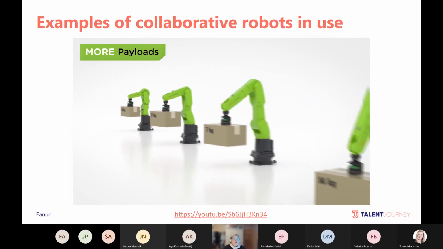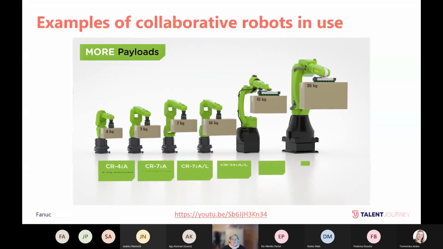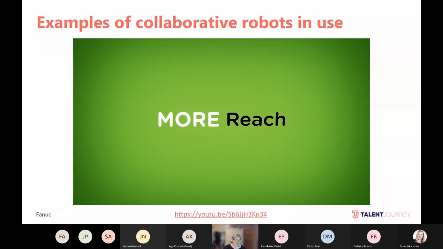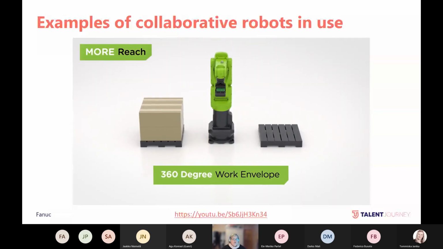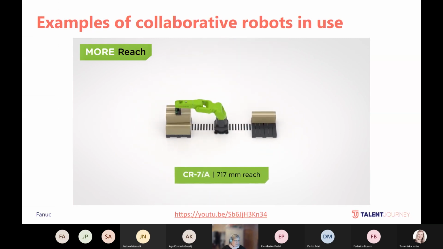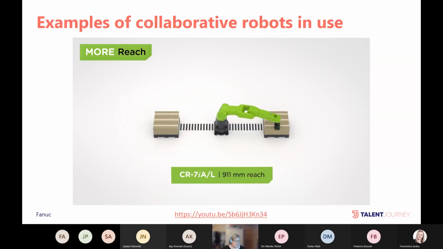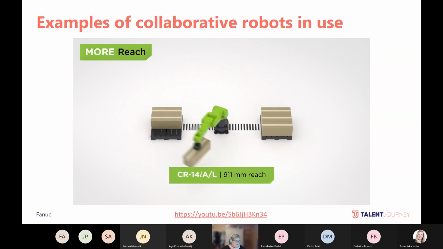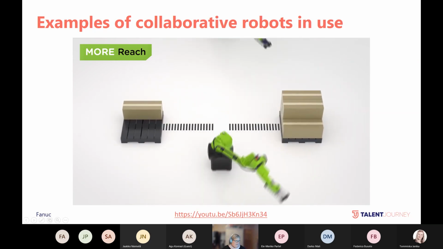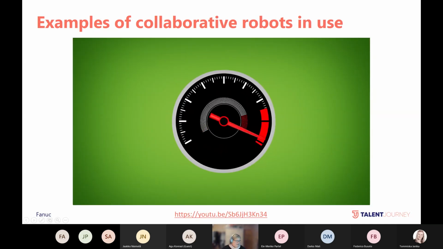FANUC seems to have currently the biggest robots, as I told you, in this category of collaborative robots. And when I say the biggest, I mean robots with biggest payload and reach. So let's see how they can work and how large spaces they can use. I think that this is the biggest reach.